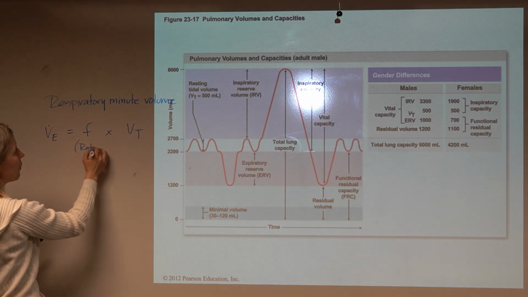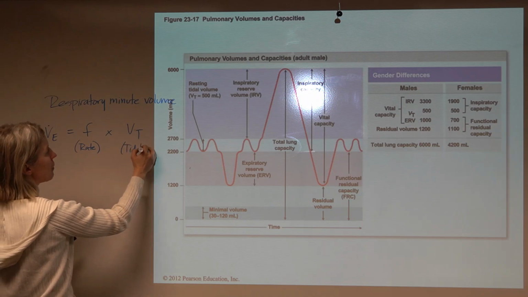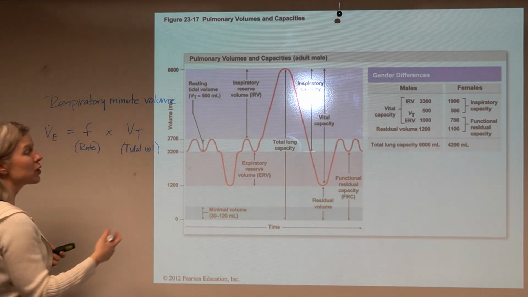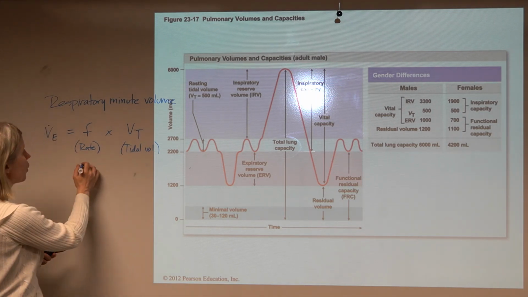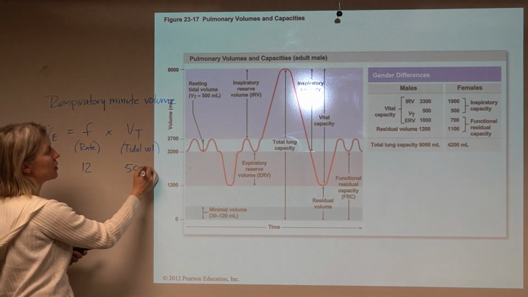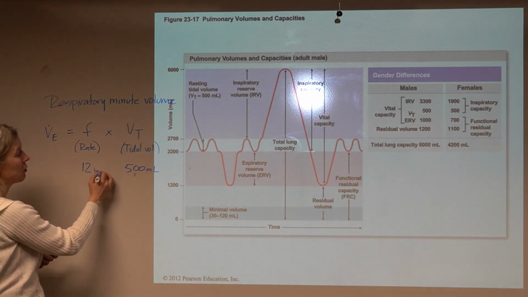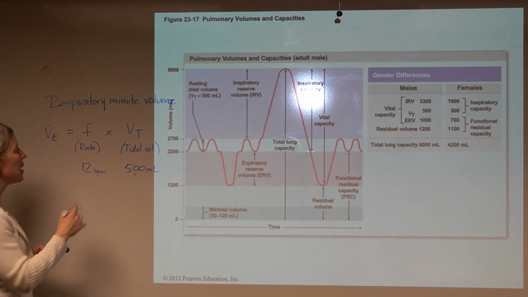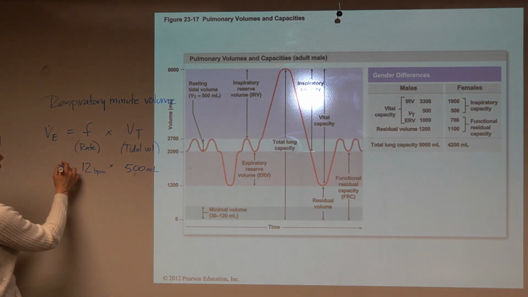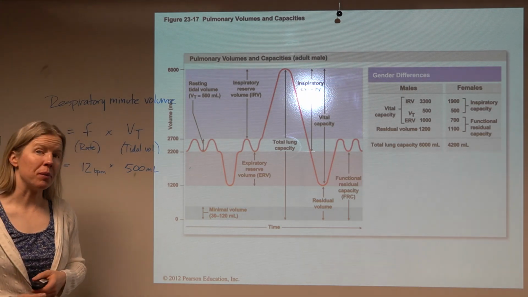Breathing rate is abbreviated here with an F, and tidal volume is that amount of air that we're moving in a normal breath. A very typical respiratory rate would be about 12 breaths per minute. We said a normal tidal volume is about 500 milliliters. So if we multiply that, what do we get? That would be about 6 liters. So that'd be a very normal respiratory minute volume.